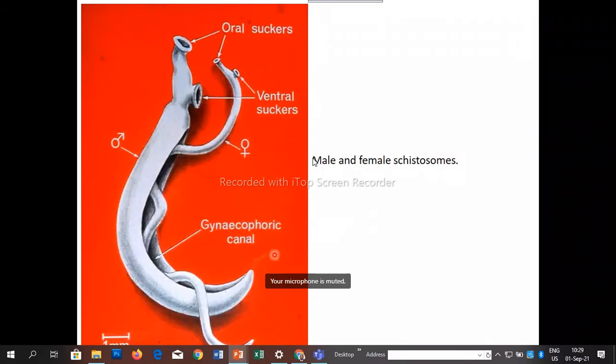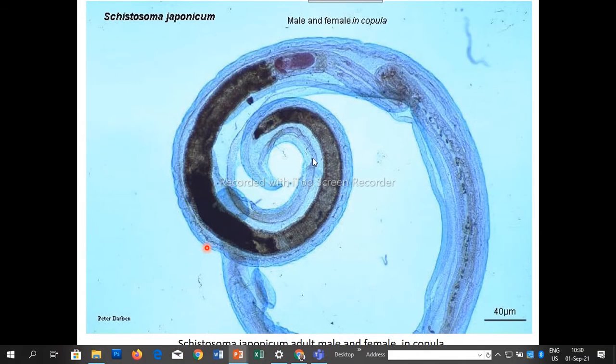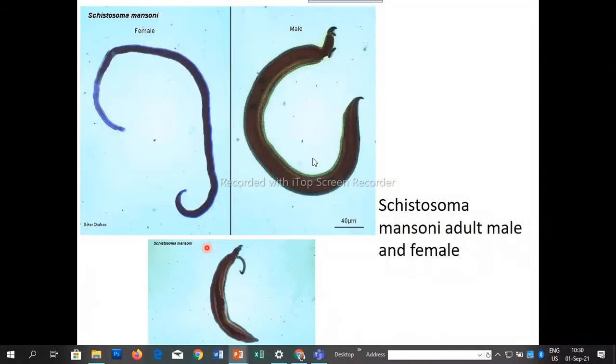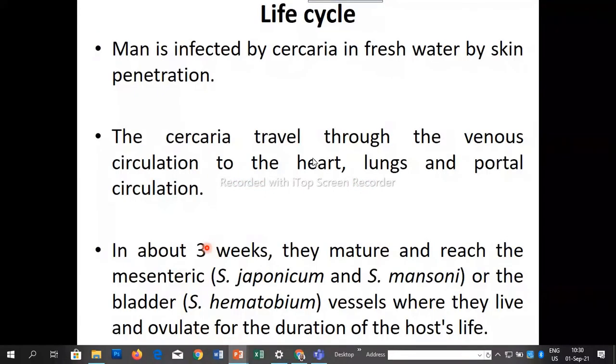So, the gynecophoric canal is where the female lodges within the male. That's the morphology of the adult worm, Schistosoma mansoni, adult female and male. We never find them separate. We always find a male and female together.